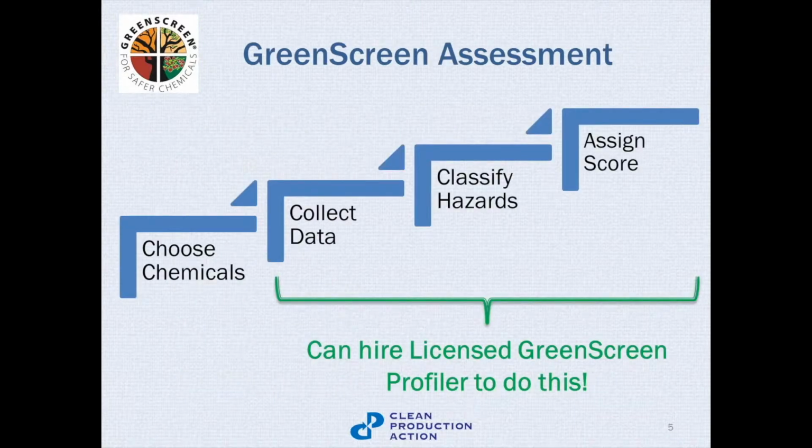In terms of how a chemical is assessed with GreenScreen, there's kind of these 4 key steps. You have to identify the chemical that you're going to assess. Step 2 is to collect the data and information on that chemical that is then used to classify hazards. And then those hazards, the classifications of those hazards are rolled up into a score. And typically this type of assessment, because it's very comprehensive, is performed by a toxicology firm that is licensed by Clean Production Action to provide these services.